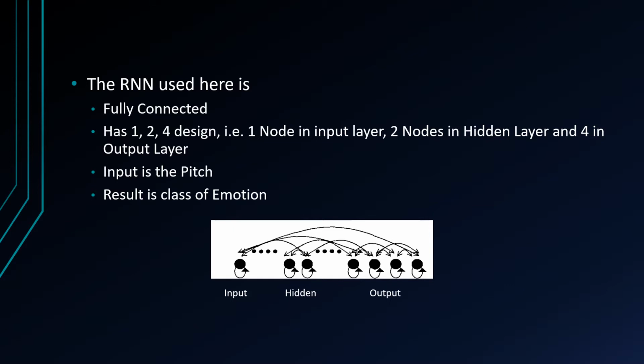The RNN used here is a fully connected network. It has one node in the input layer, two nodes in the hidden layer, and four in the output layer. The input is the pitch and the result is the class of emotion.